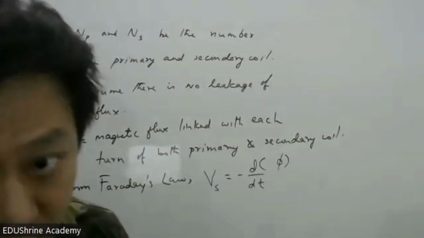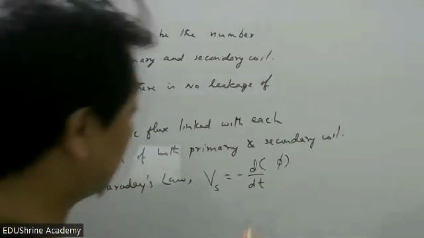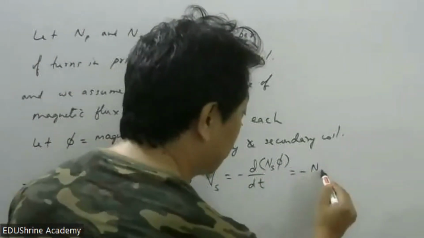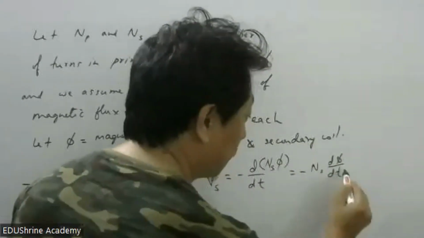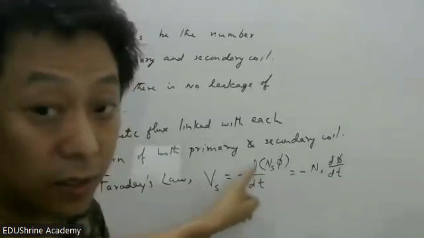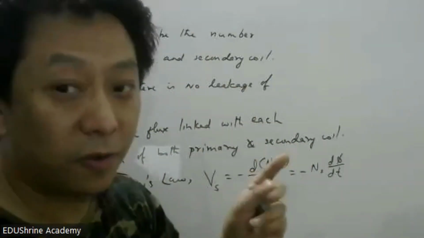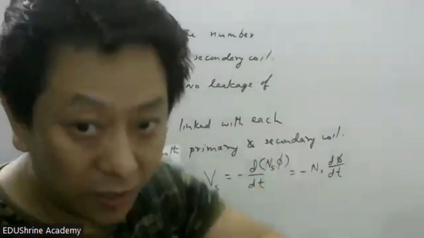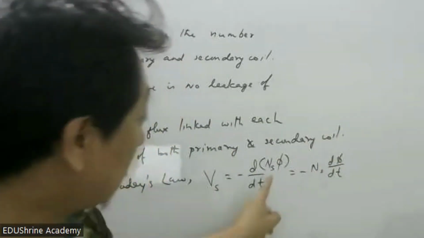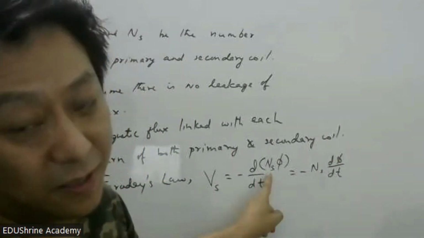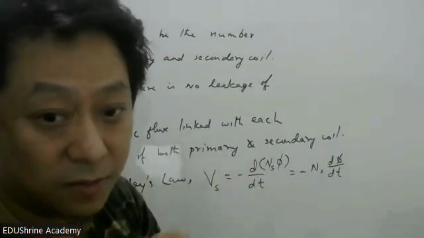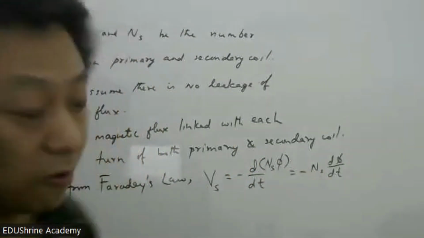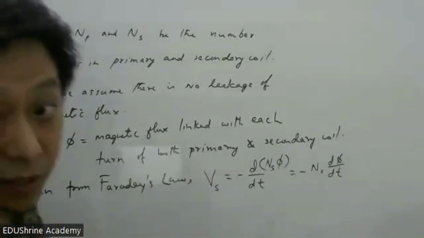One turn has this much flux. Secondary has how many turns? NS. So NS is constant, take it outside. So this is the flux linked with the secondary coil, because the secondary coil and primary coil will not have the same number of turns. So one turn has the same flux, but 10 turns will have 10 times that much. So the number of turns in the secondary is NS. One turn in the secondary has flux phi. So total flux will be NS into phi. NS is constant, take it outside. So this is the voltage induced in the secondary.